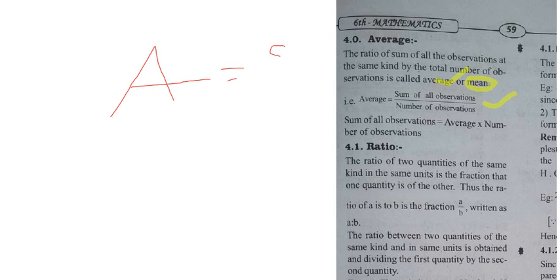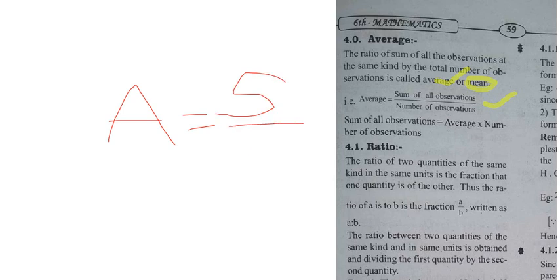This is sum of, okay, don't worry, I will write and show you. See here, average is nothing but, our formula is what? Sum of observations by number of observations. Yes, average is equal to sum of observations by number of observations.